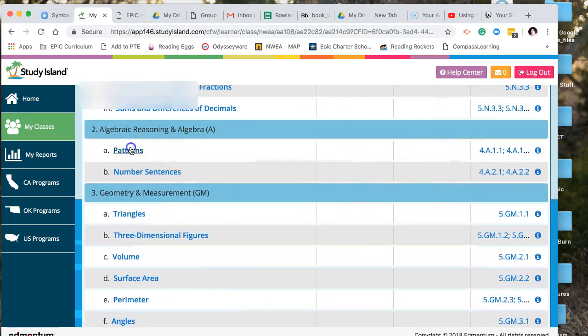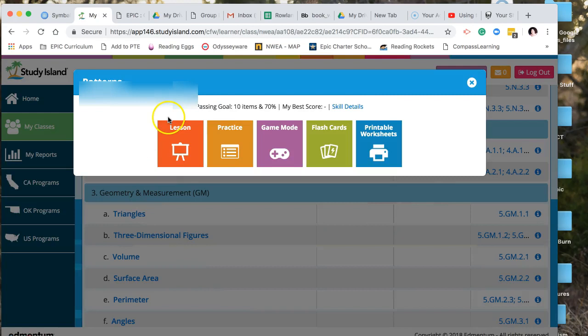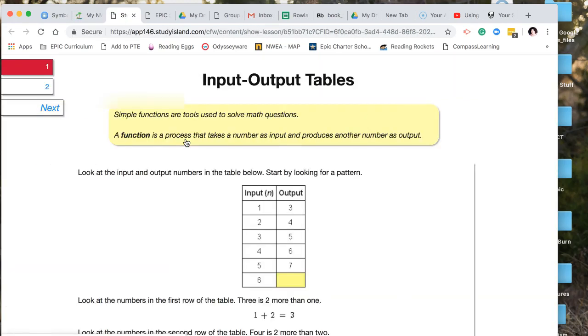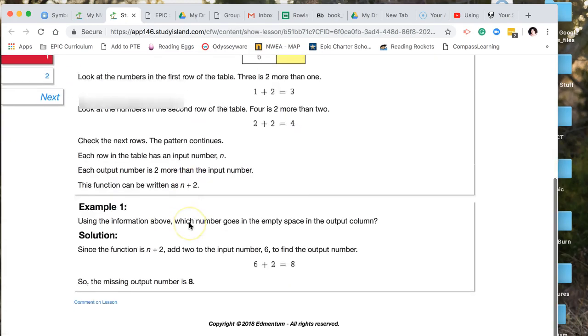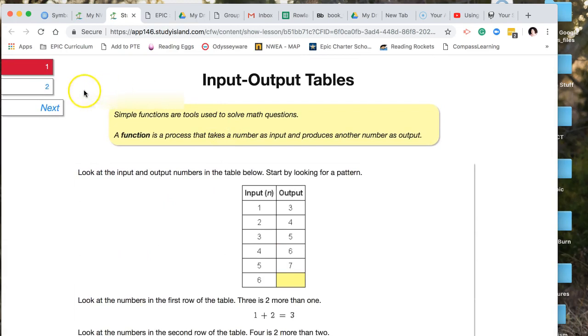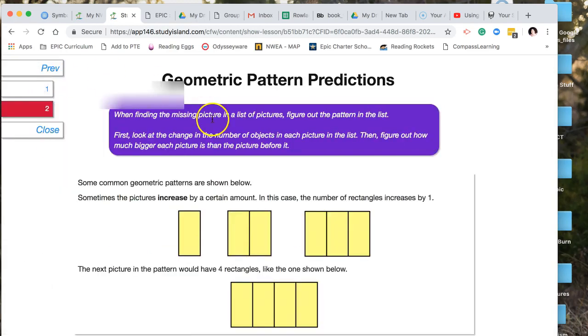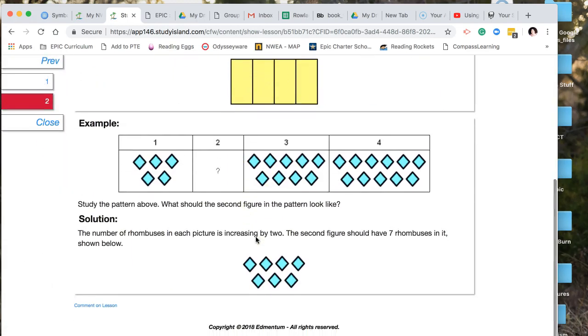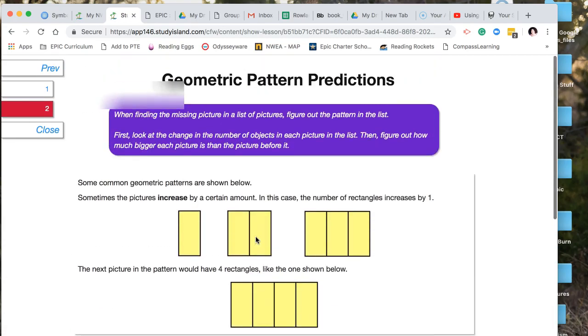Now, when you click on this particular lesson, there is a place to look at the lesson. Most of the time there is a very short lesson. There may be a video to go with this. This is going to give you a quick lesson on input and output tables and then on patterns. I typically will teach this content as I'm sitting there with my student.